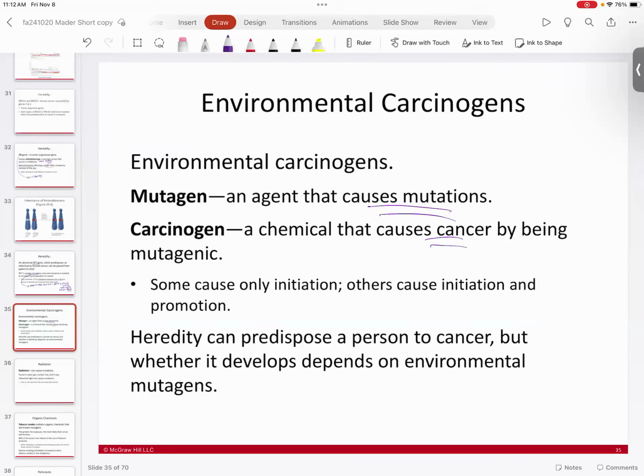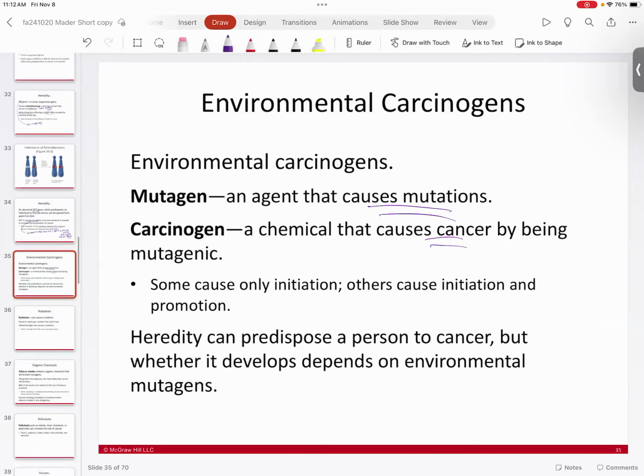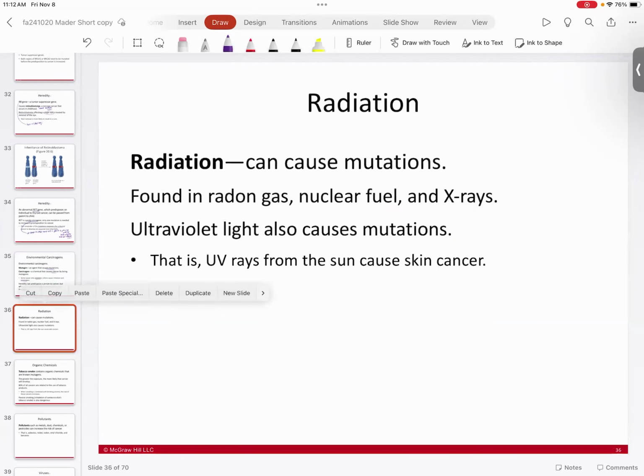So ultimately, this will either create initiation, that is the destabilization of that first cell, or initiation and promotion, right? Which is basically kind of advancing it. So it depends on what it is. So your heredity can predispose you to cancer, but what you're exposed to in the environment will determine whether or not it gets any further than that.